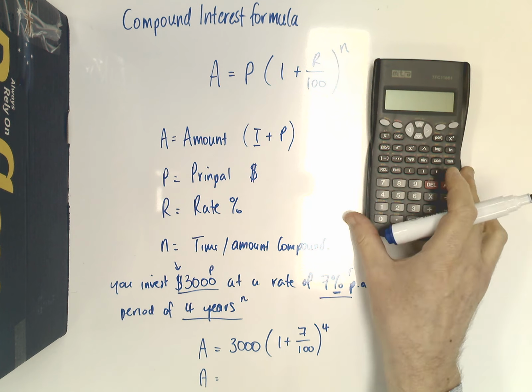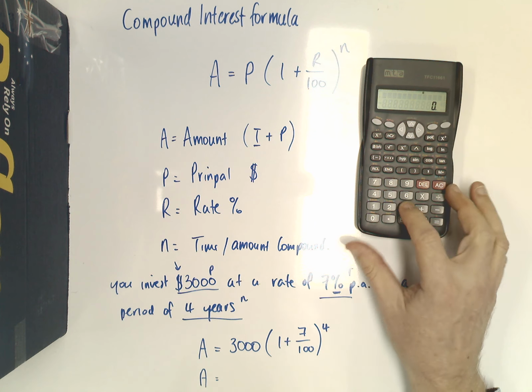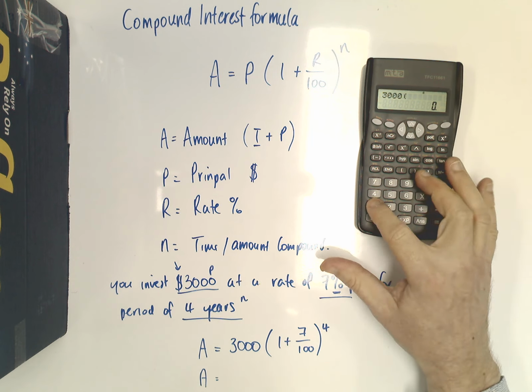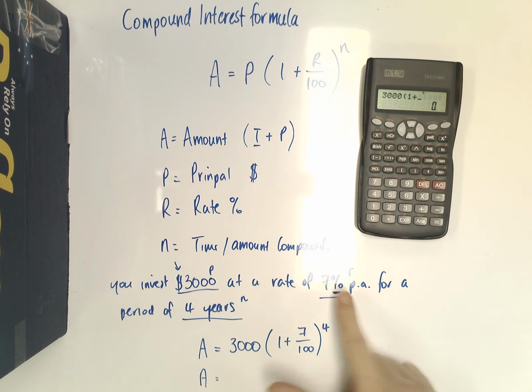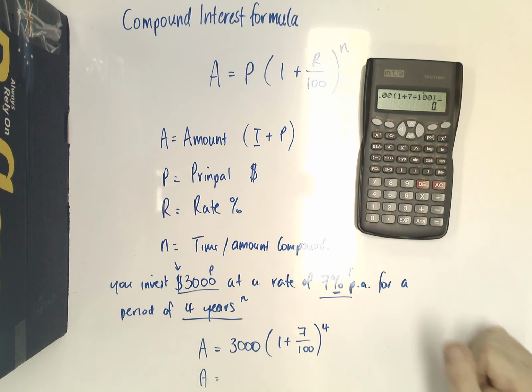So I'll bring it in here, so hopefully we can see it, and I'll turn it on. Always a good start. So 3,000, I'm going to add my bracket. I'm going to go 1 plus, now what was our rate? 7%. Okay, so 7 divided by 100. I'm going to close my bracket.